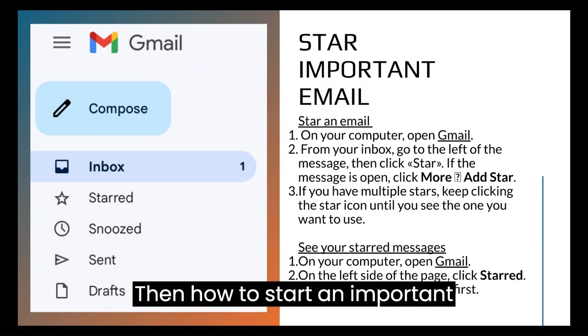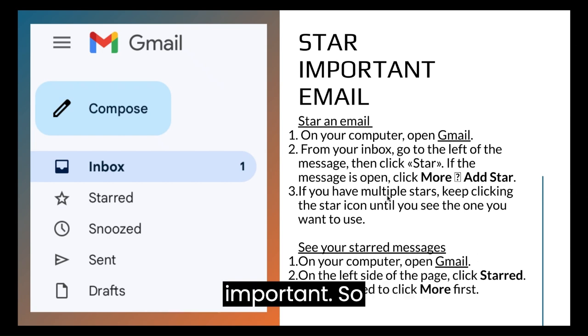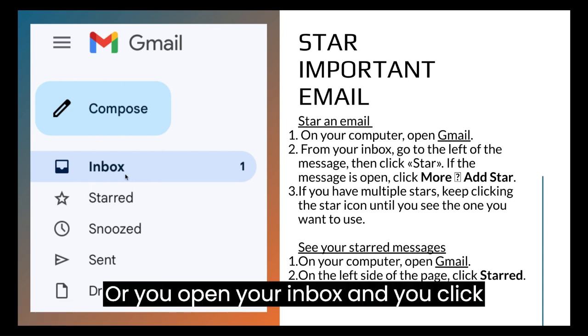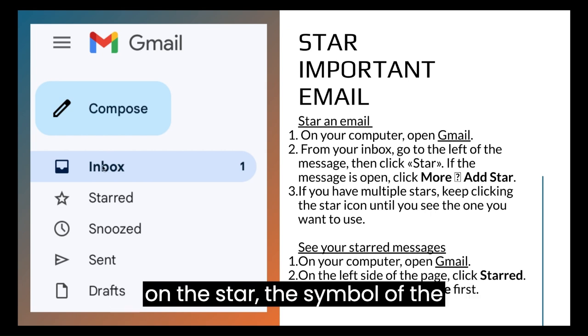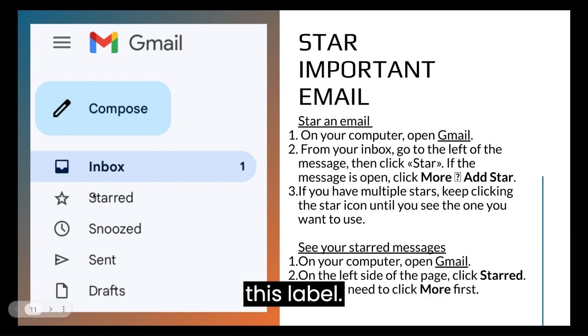Then, how to star an important email. To star an email means to label the email as important. So here we have a Gmail screen picture. Here we need to click star, or you open your inbox and you click on the star symbol near the email, and then you will find all the starred emails here in this label.